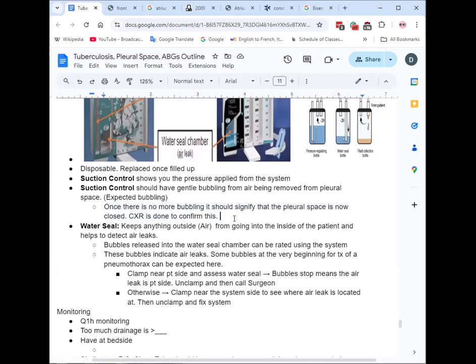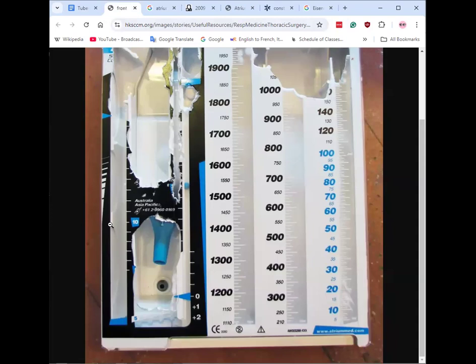Apparently I wrote this already. Once there's no more bubbling, it should signify the pleural space is now closed, with X-rays done to confirm this. We expect gentle bubbling in the suction chamber, which is this one. So don't confuse the suction chamber and the water seal. Let me know if you guys are confused on that. In the water seal, you're assessing for air leaks. The suction chamber can have bubbles, and that's expected. If the bubbling stops here, it could be that the suction is done.